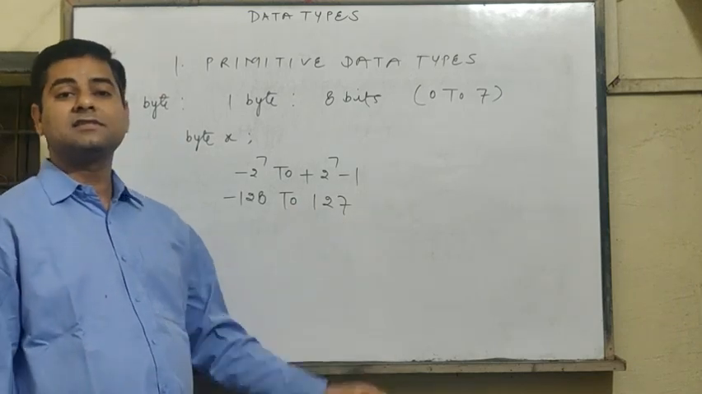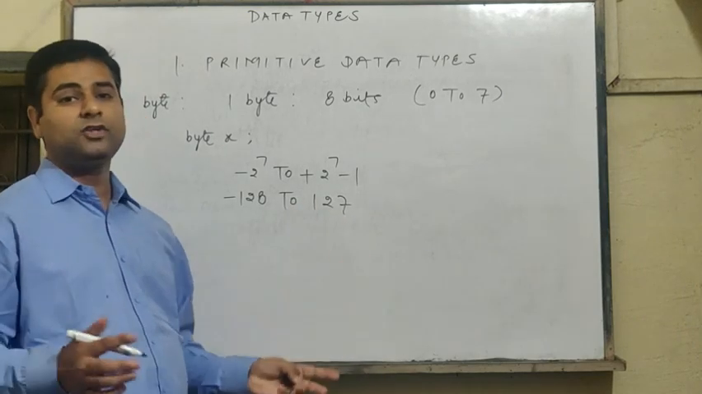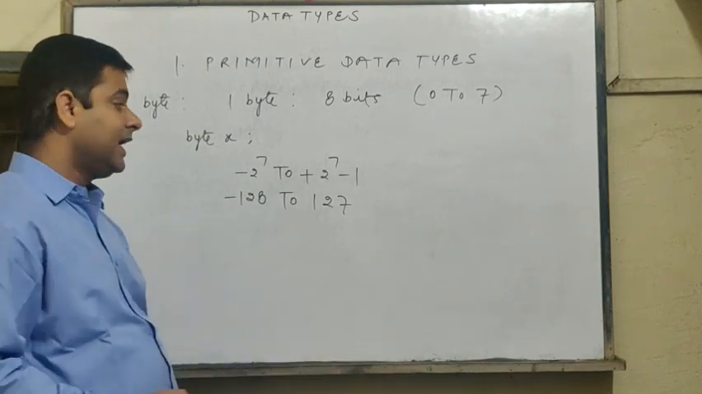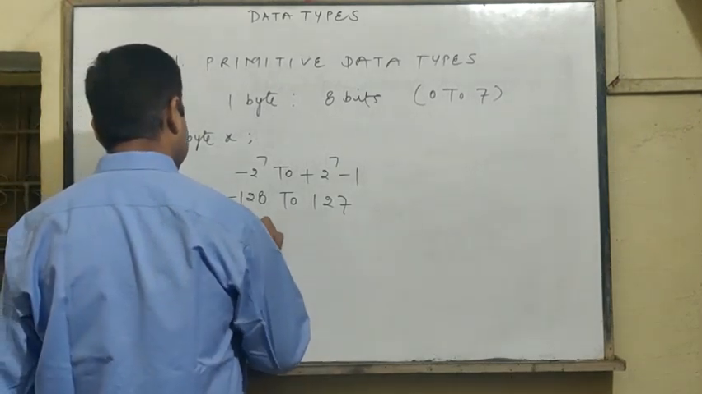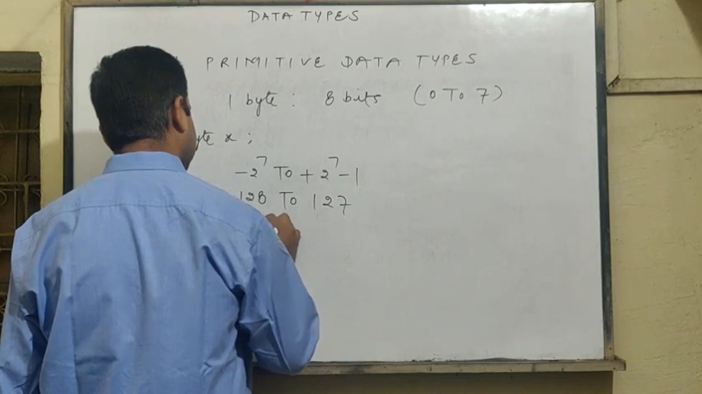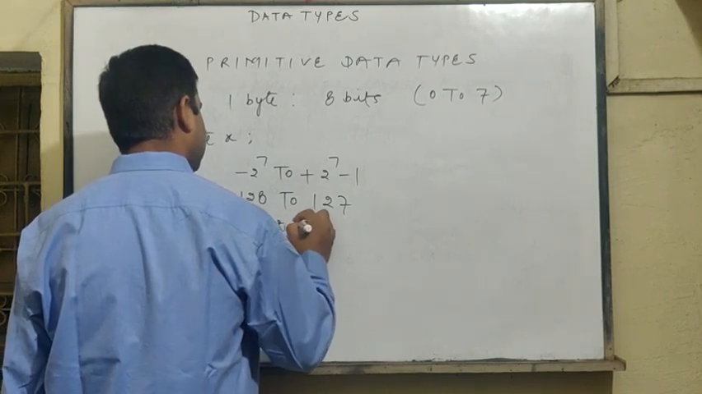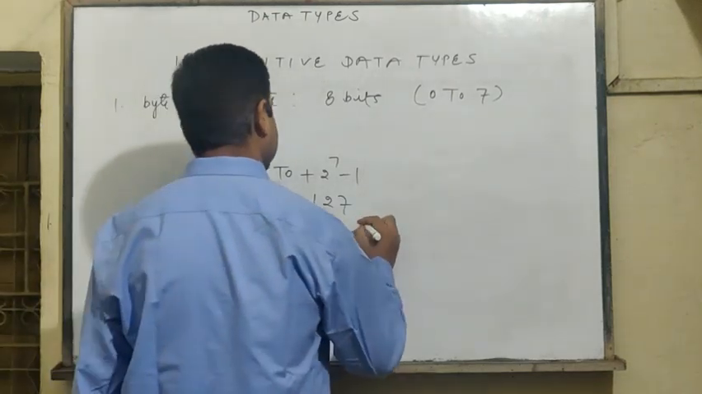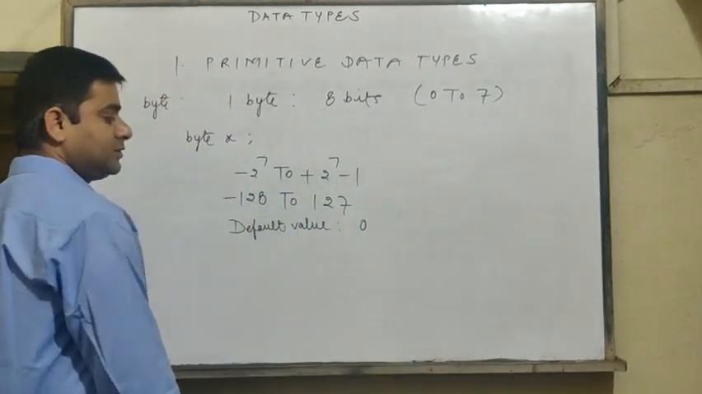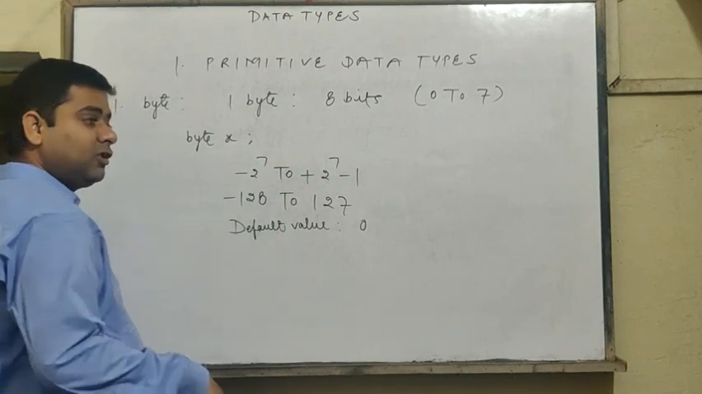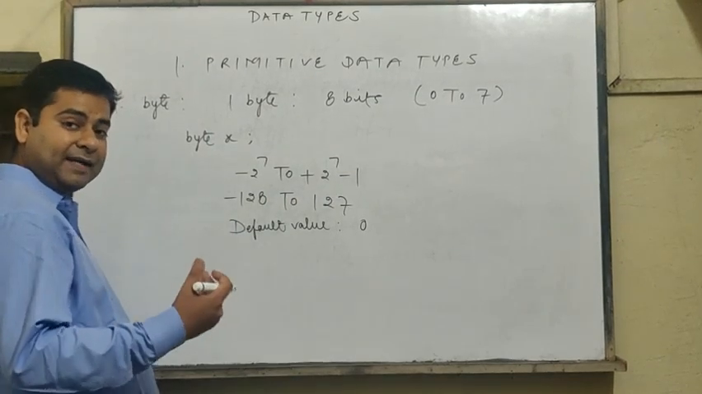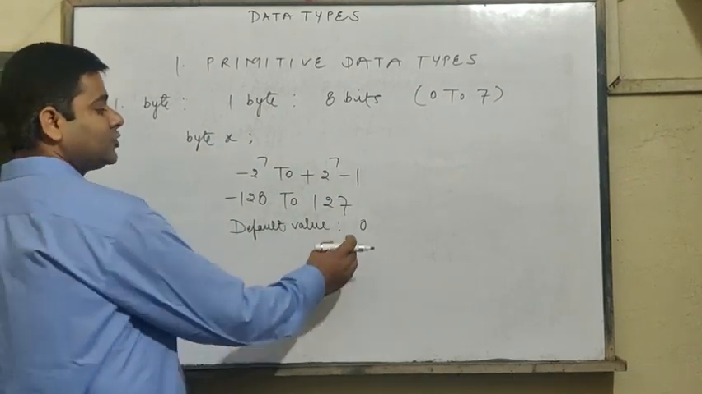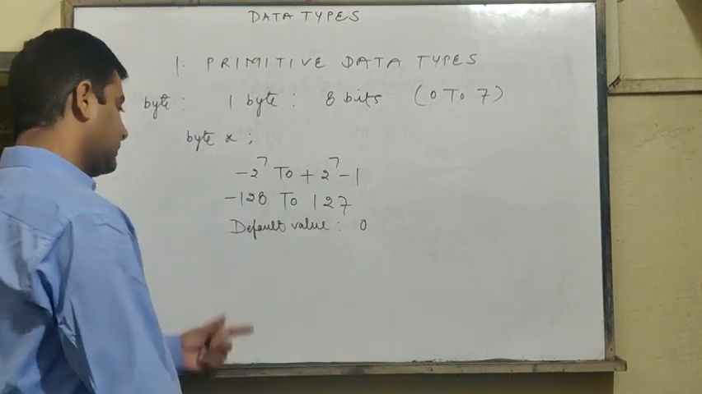Suppose you are getting your answers more than 127, then you cannot use byte data type. Its default value is 0. Suppose you are not giving any value to a byte type variable, then automatically it will store 0. This is the default value.